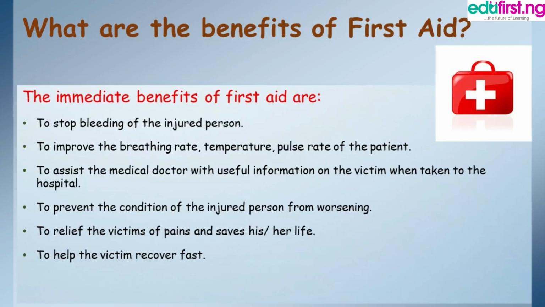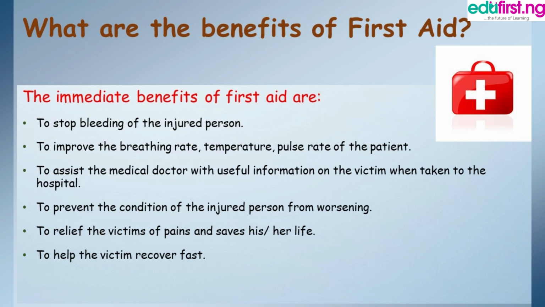So now we have different benefits of first aid, which include stopping the bleeding of an injured person. It helps to improve the breathing rate, the temperature, and the pulse rate of the patient, to assist the medical doctor with useful information on the victim, to prevent the condition of the injured person from worsening, to relieve the victim of pains and save his or her life, and to help them recover fast.